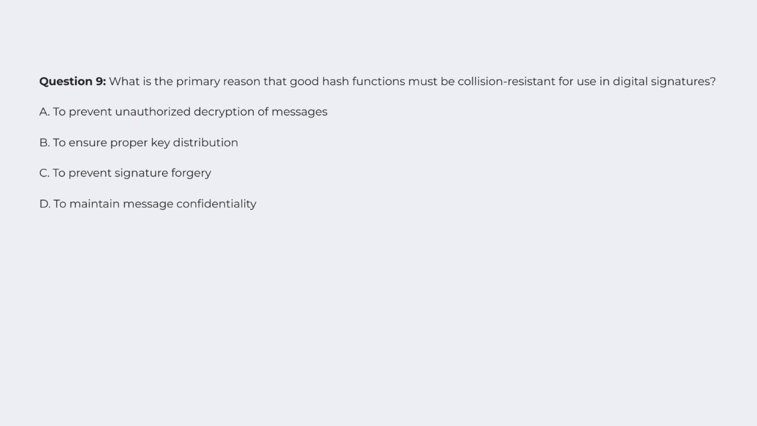Question 9. What is the primary reason that good hash functions must be collision-resistant for use in digital signatures? A. To prevent unauthorized decryption of messages. B. To ensure proper key distribution. C. To prevent signature forgery. D. To maintain message confidentiality.